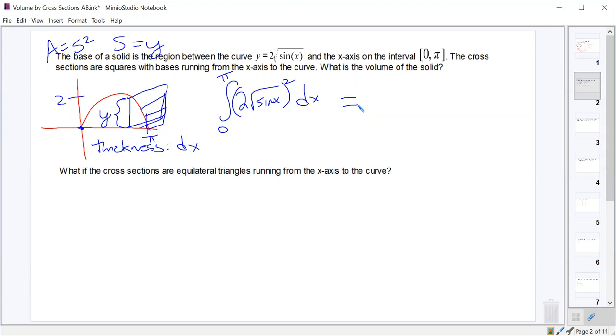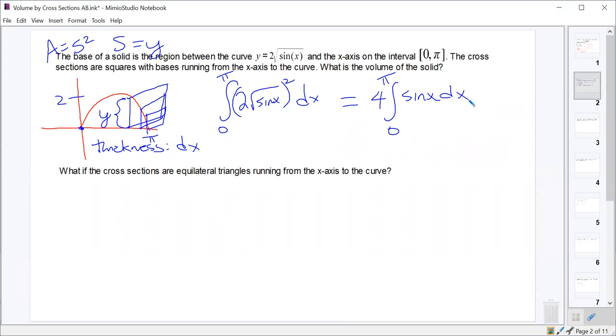Two squared is 4. And so it's just 4 sine x, right? What can I do with the 4? If it's just a constant in there, I can pull it out and I don't have to worry about it. So I'm going to write this as 4 times the integral from 0 to pi of sine of x. Good? Any questions? Any questions there at home?